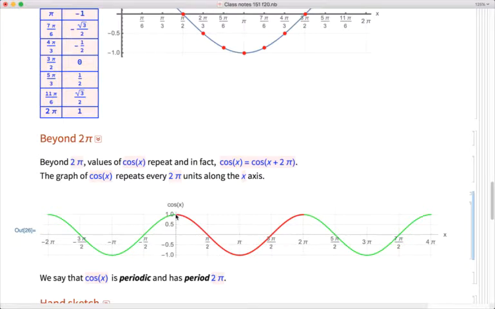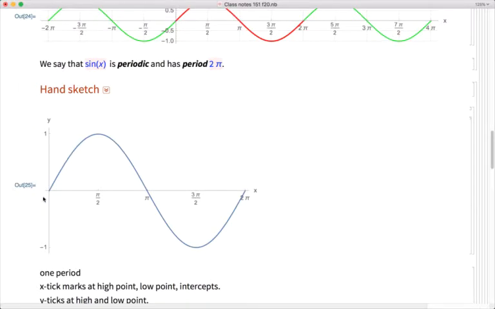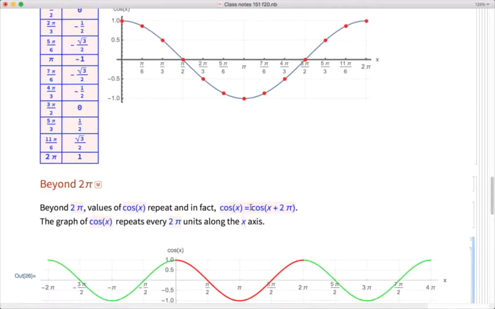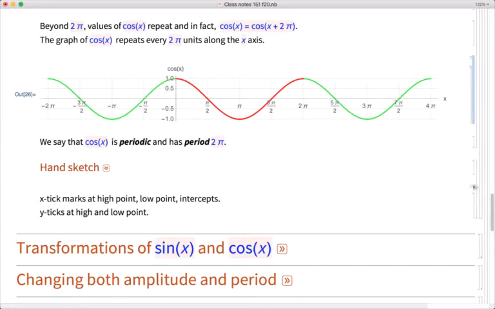Just remember that cosine starts out high, so it starts at 1, goes through a full period and comes back to 1, whereas the sine function starts at 0, goes through a full period and then comes back to 0. Okay. Yeah, so the hand sketch, same things I said about sine.